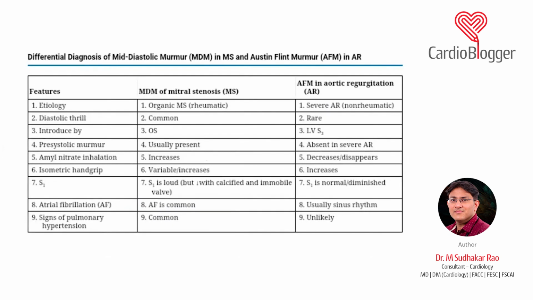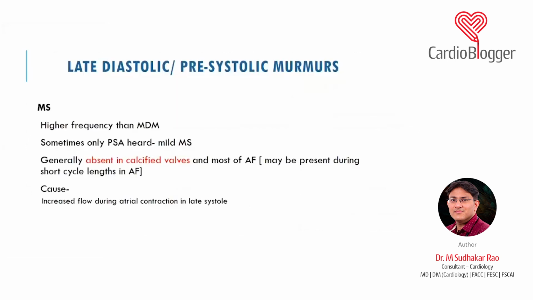I told you, thrill and all, pre-systolic accentuation, amyl nitrate, S1 is loud, atrial fibrillation is common. These are all the findings which they carry with them. But the most important thing remains the pre-systolic accentuation, loud S1, opening snap, PH finding, and amyl nitrate. Now let's come to the other diastolic murmurs like MS murmurs.